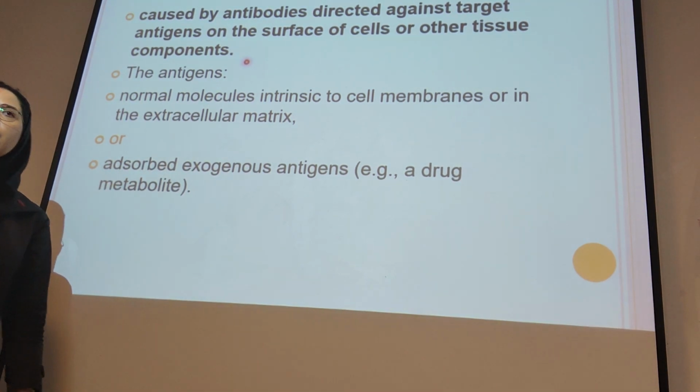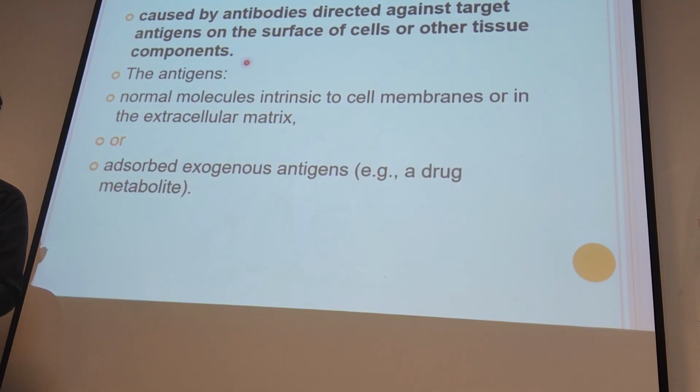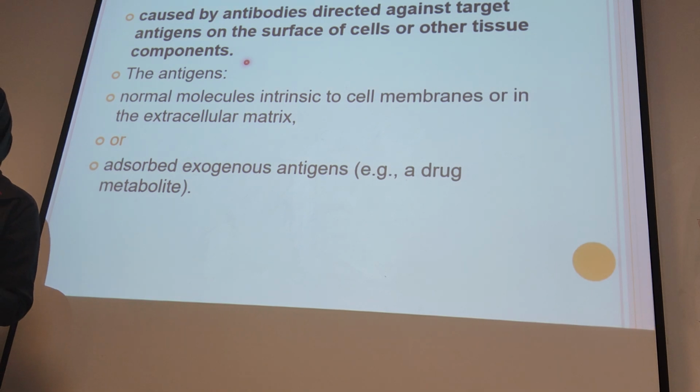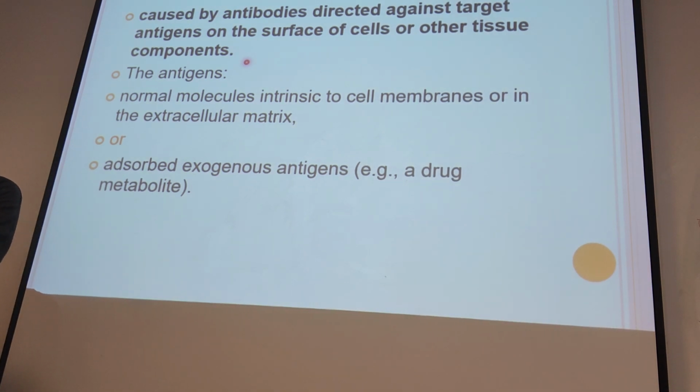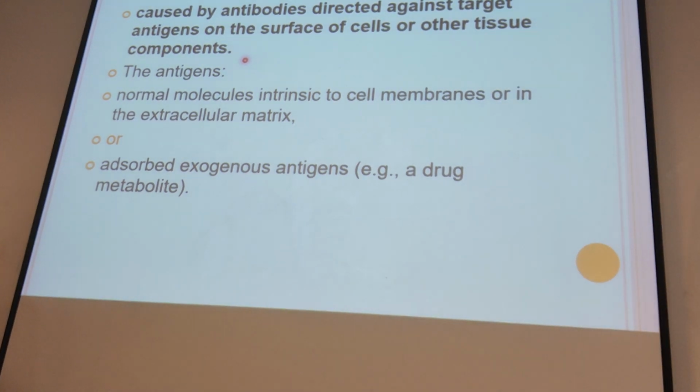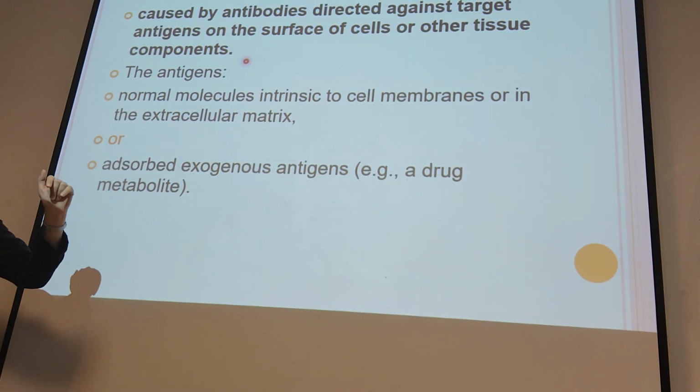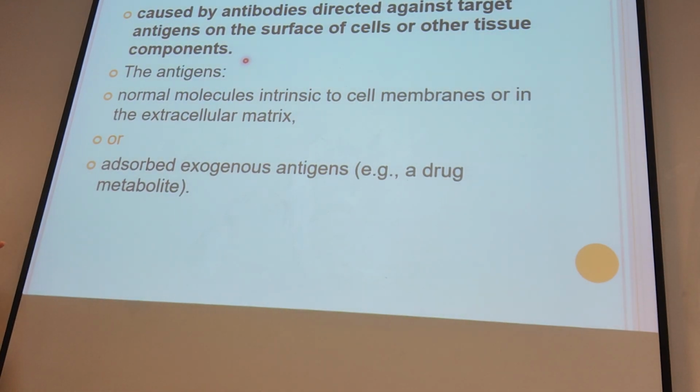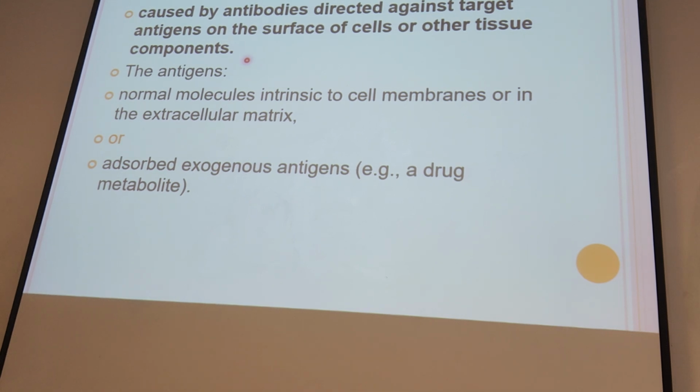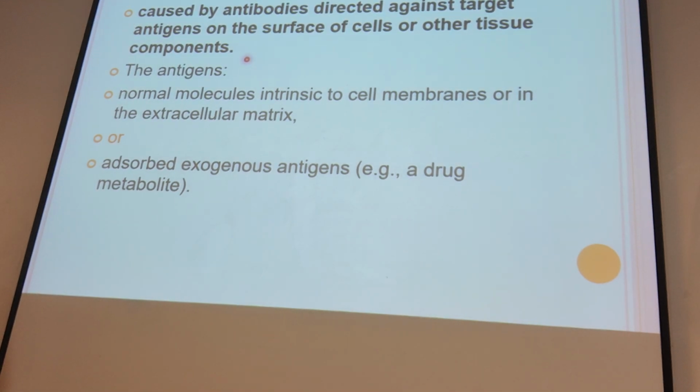Intrinsic, for example, like thrombocytopenia, which is immune. The antigen is on the surface of platelet, so it is intrinsic in our body. And sometimes it is exogenous. For example, drugs. The cell metabolizes the drug, and a part of that drug is on the surface of the cell as an antigen. Okay.